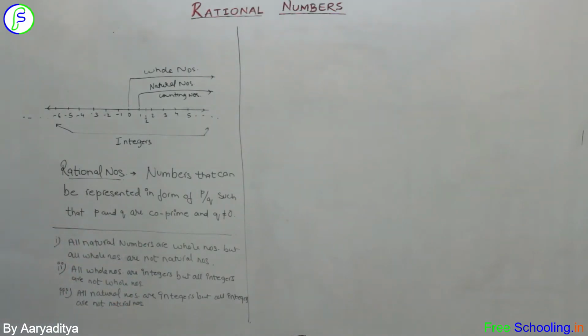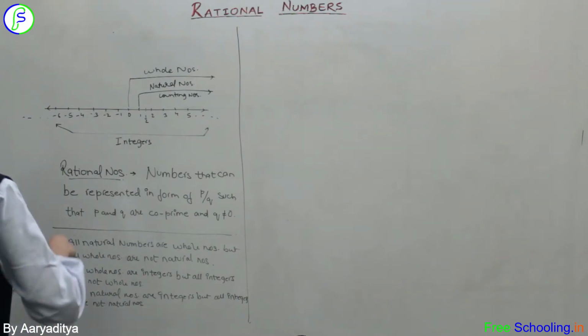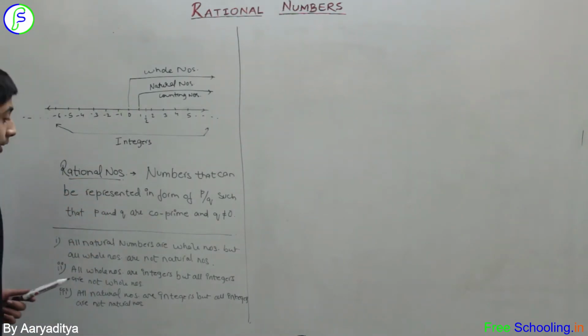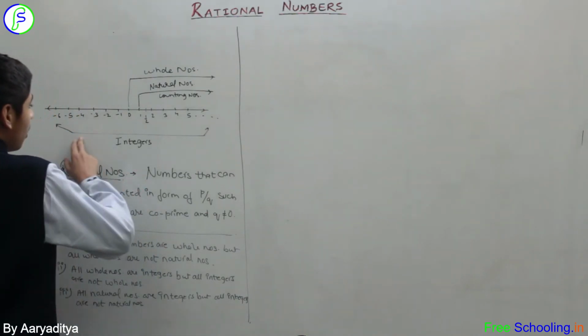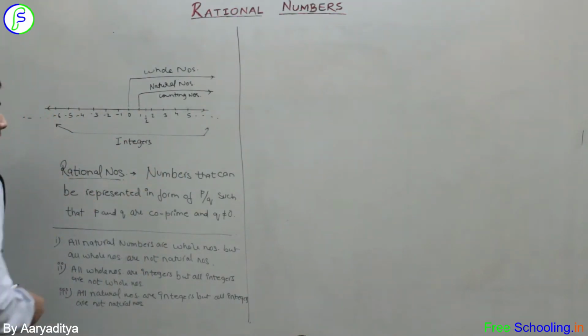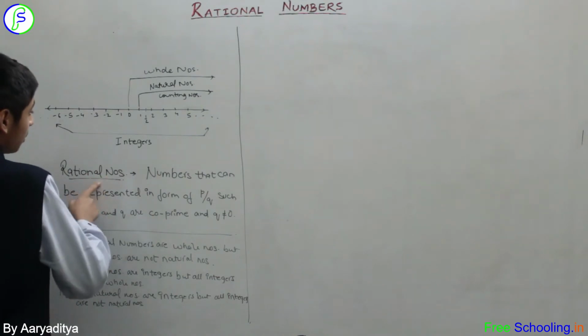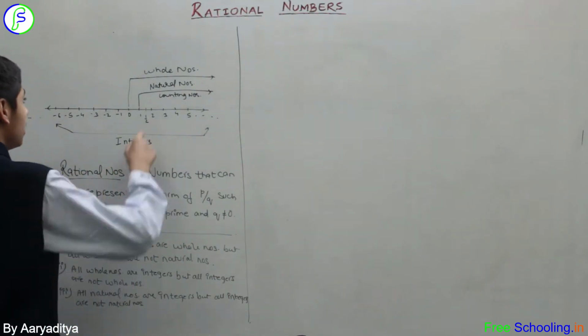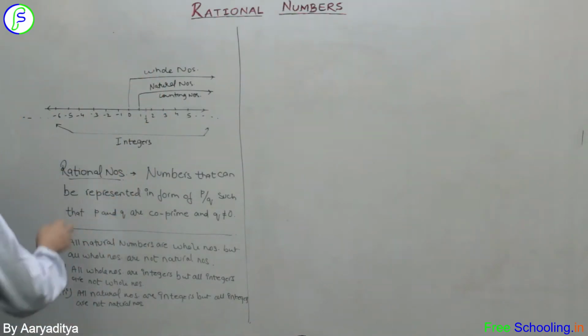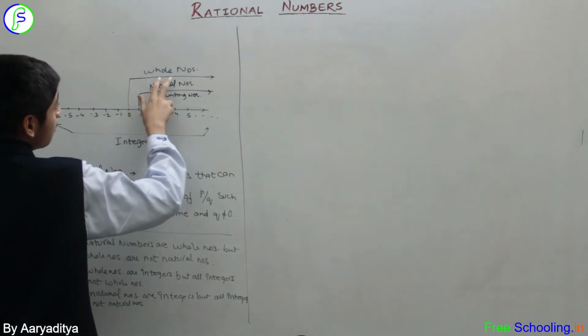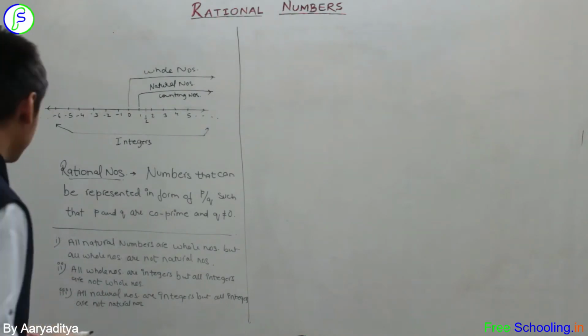Okay, and one more thing, as irrational numbers have also been introduced. So similarly, we can write that all integers are rational numbers, but all rational numbers are not integers. And similarly with these both, all natural numbers or whole numbers are rational numbers, but all rational numbers are not whole numbers or natural numbers.